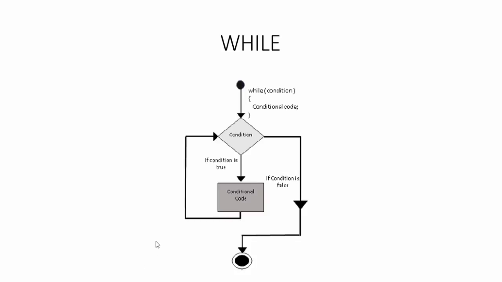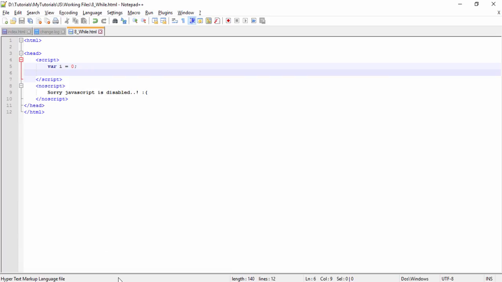Now let us quickly go through some code on while loop. I have declared a variable I. So document dot write loop. So basically these HTML statements will directly be interpreted by the browser.